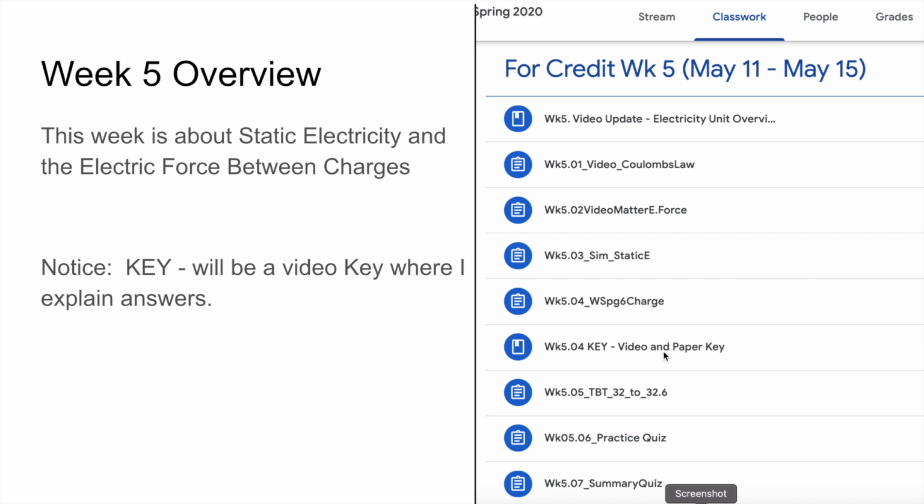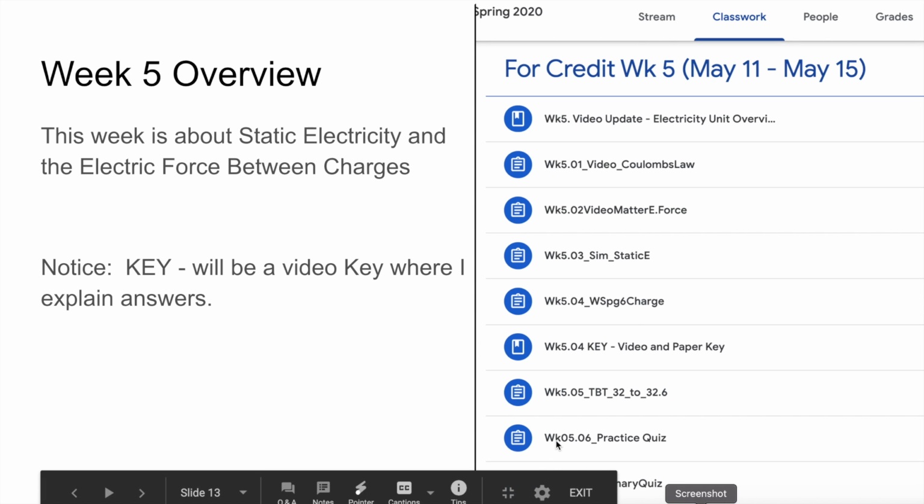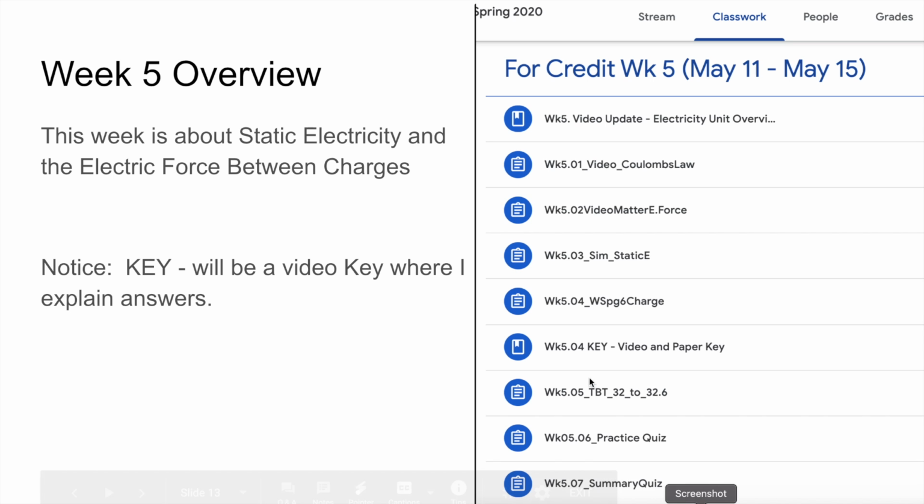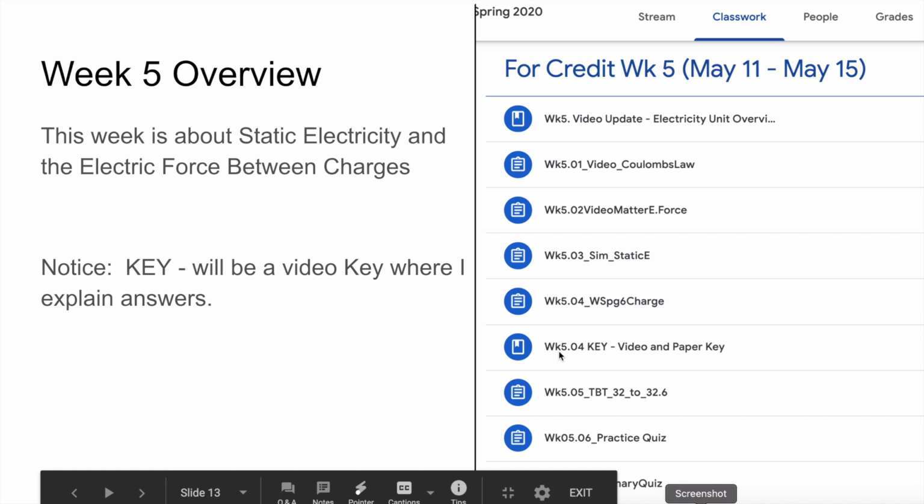I've only been posting paper keys, but now I'm going to try to do at least a short video where I step through each problem and explain why the answer is the answer it is. The most important thing is that you get in here and understand why the answers are the answers, so that when you get down to these quizzes, you'll be prepared to proceed. Now, even though I'm posting the key, you still need to work this worksheet and turn it in as well.